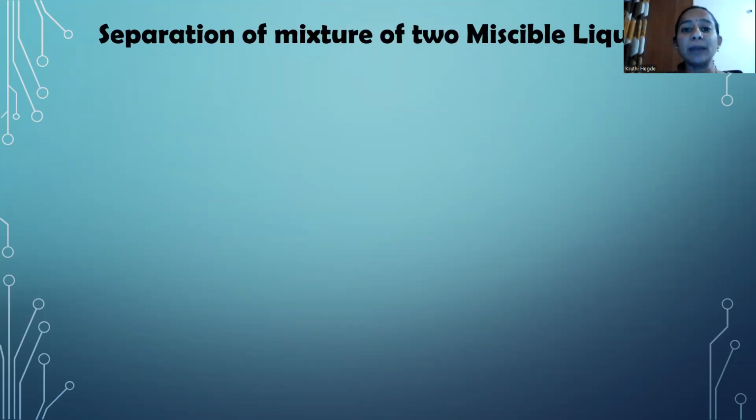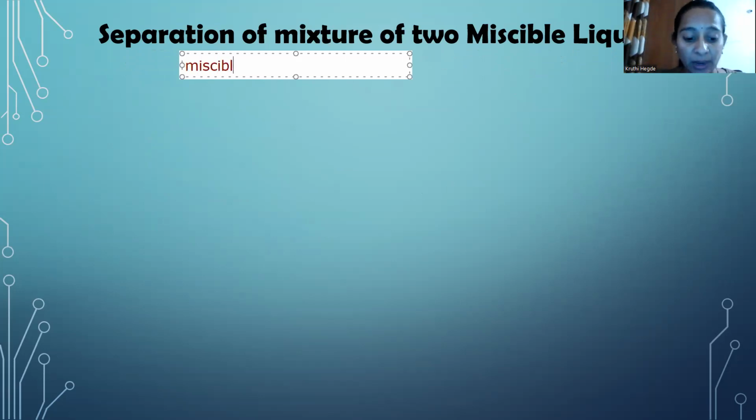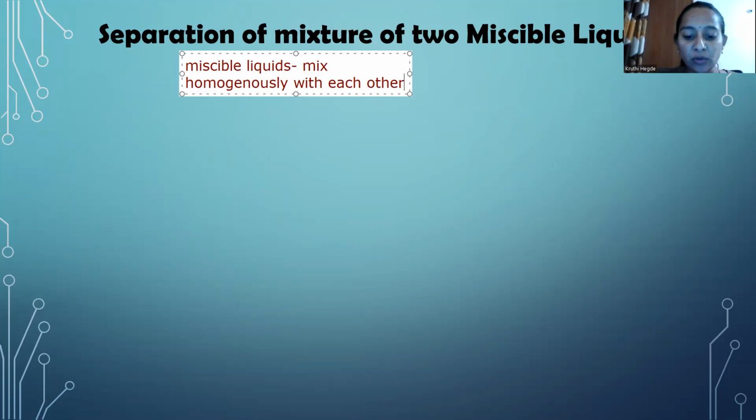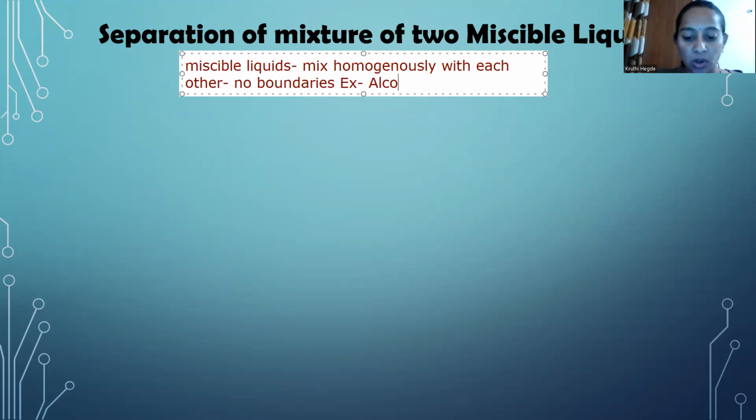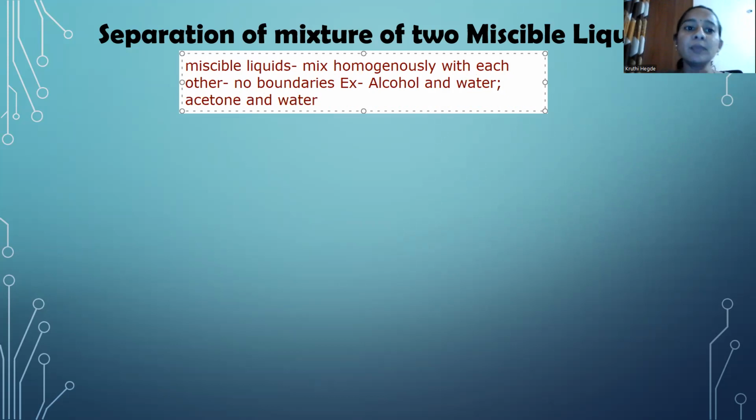So let us now understand separation of a mixture of two miscible liquids. Dear children, we had discussed immiscible liquids in the previous video. Immiscible liquids are those which separate out as two different layers, whereas miscible liquids mix homogeneously with each other without forming any boundaries. No boundaries are formed in the case of miscible liquids. For example, alcohol and water is an example of miscible liquids. Acetone and water is also an example of miscible liquids.